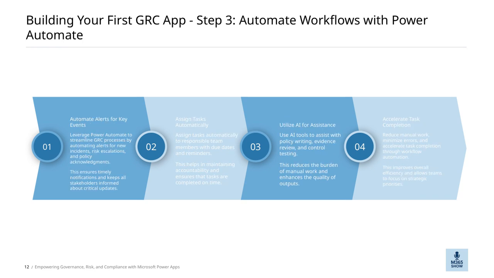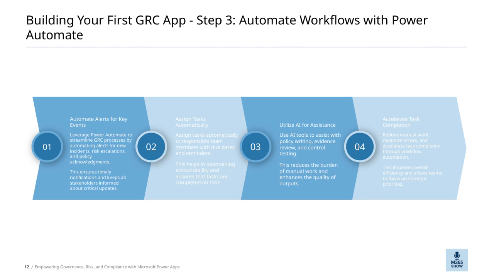Now, let's look at how we can leverage Power Automate to streamline our GRC processes. By automating alerts for new incidents, risk escalations, and policy acknowledgements, we ensure that everyone stays informed about critical updates in a timely manner. This not only helps us respond faster, but also keeps all stakeholders aligned. Next, we can assign tasks automatically to the responsible team members, complete with due dates and reminders. This automation helps us maintain accountability and make sure that tasks are completed on schedule, reducing delays and confusion.